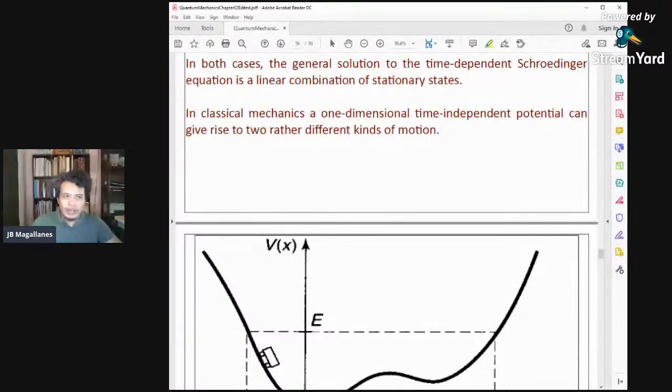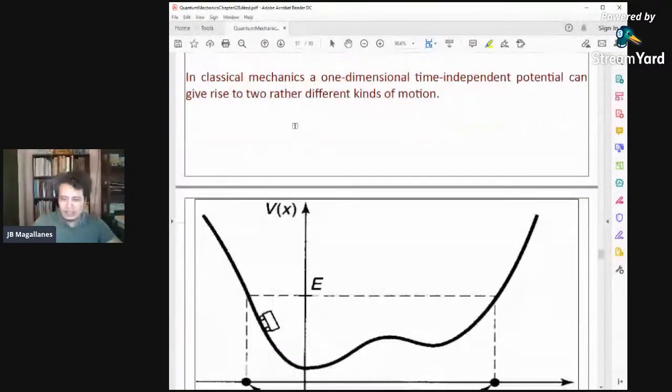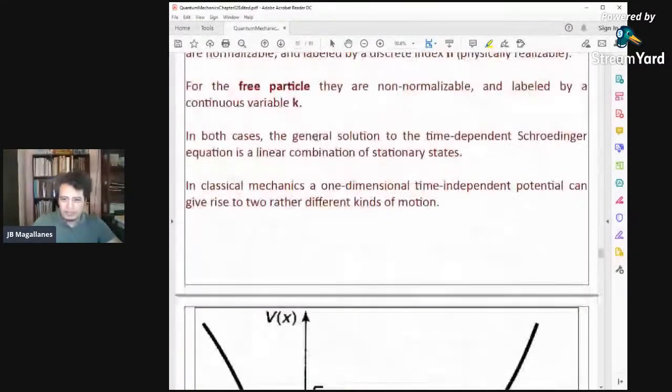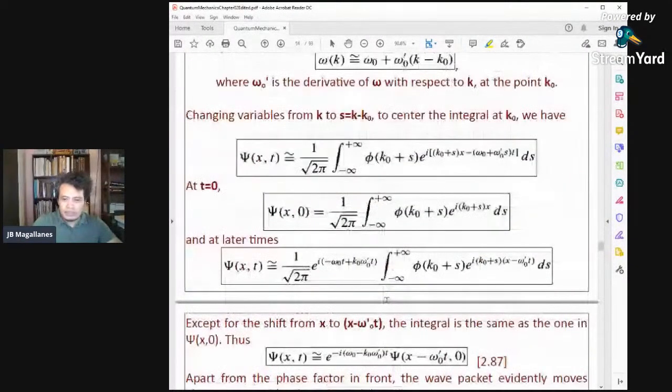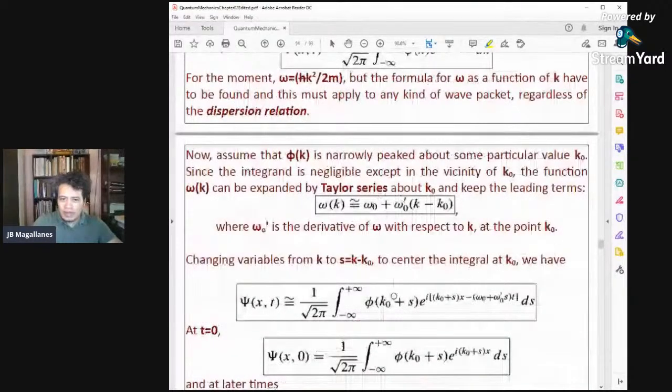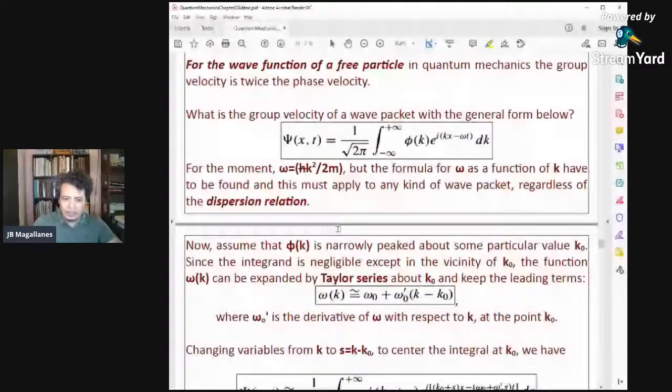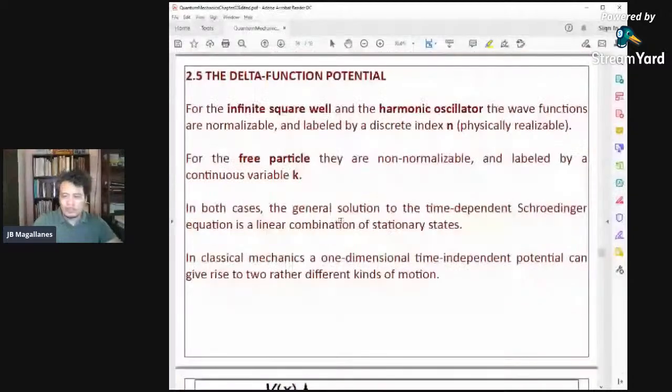Anyway, we will do these things in our interaction sessions in the future. I think it's just up to here because the delta function potential would be too long to discuss, and this will be the next topic.